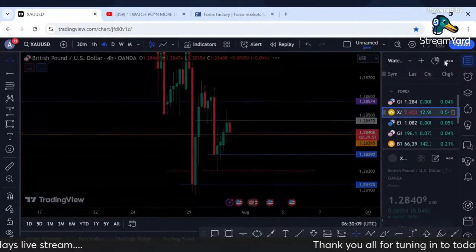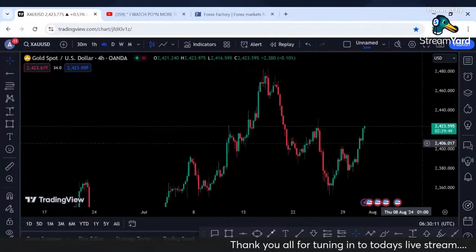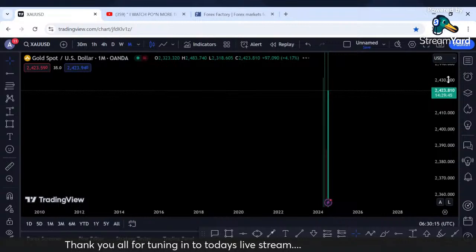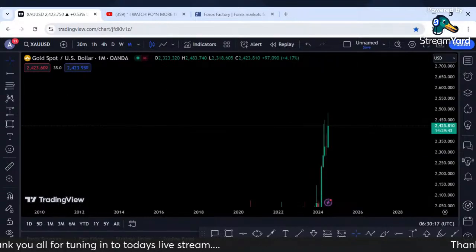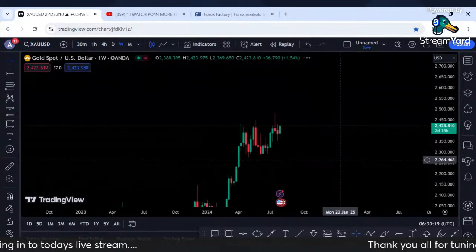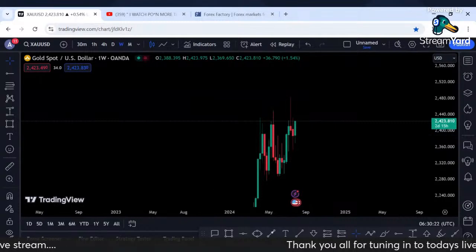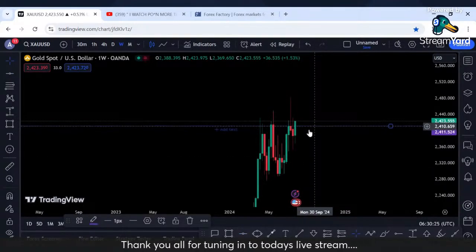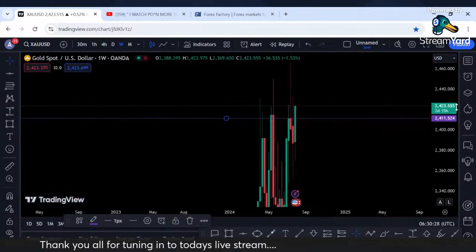So let's move to gold and see what's going on over there. Wow. On the monthly time frame, gold is at all-time high. On the weekly time frame, I have a resistance over there.